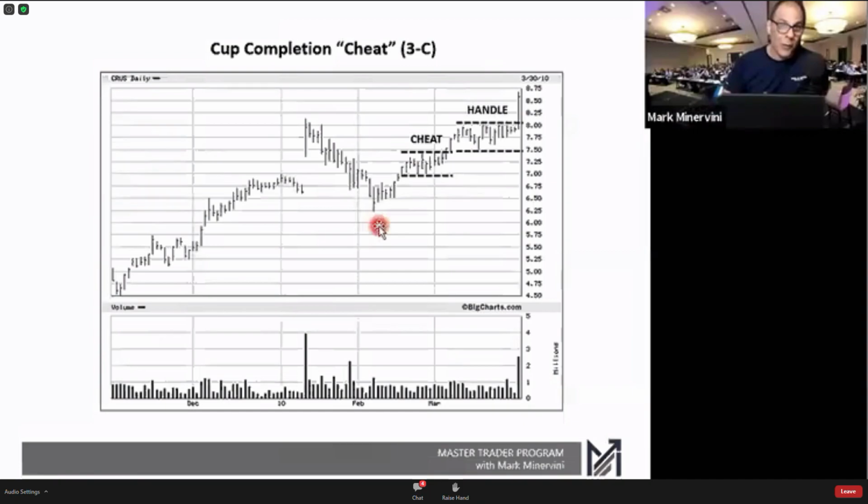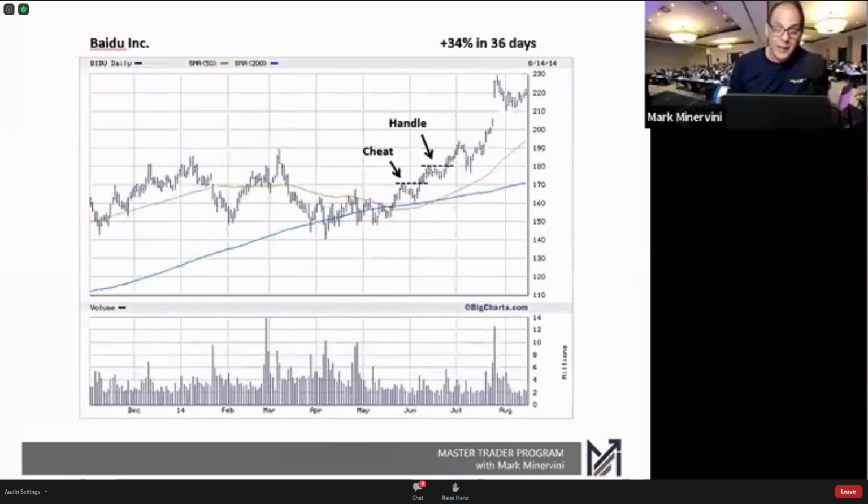So maybe on the 3rd floor and the 5th floor and the 6th floor, and then ride it up from there. Well, think of the cheat areas maybe as the 2nd or 3rd floor, and the handle is the 4th or 5th floor. And then from there, the elevator moves even higher, hopefully at least.